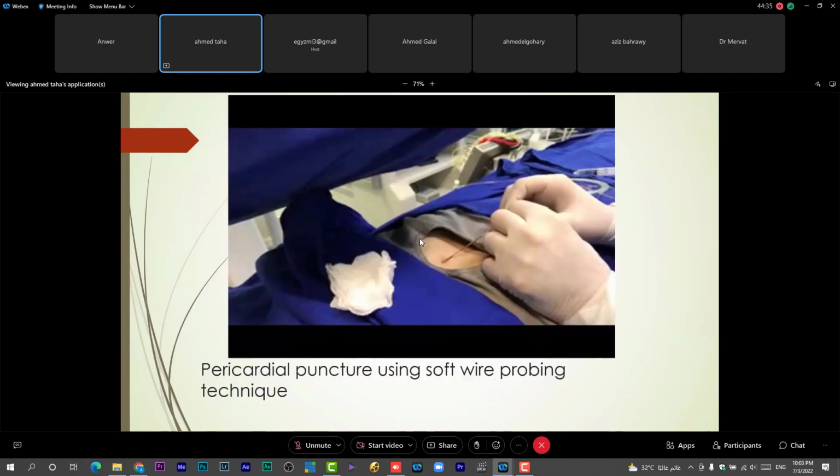Sometimes we use what's called the soft wire probing technique. Sometimes I use a needle, for example a spinal needle, a 22 gauge. I will use it inside the puncture that I use for access assembly. I use the 22 with a minimal soft wire that will give you space, and when you have identified the space, you will exchange the wire with a different wire.